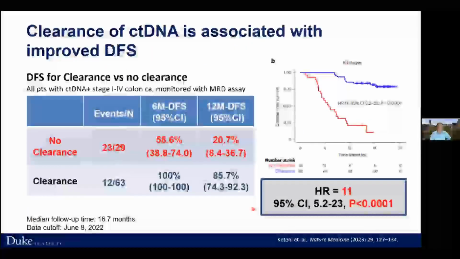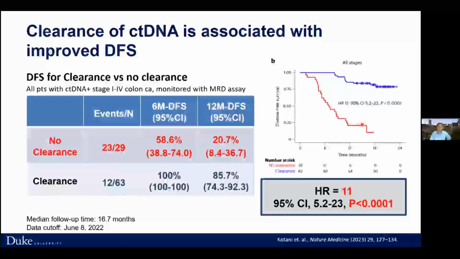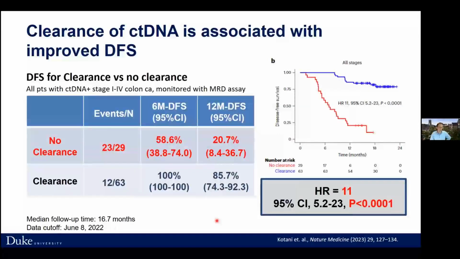This is the next slide, where we can see an 11-fold greater risk of recurrence if you fail to clear your circulating tumor DNA. Blue is those patients who cleared, red is those who didn't. 20% 12-month disease-free survival for those who did not clear compared to 85% for those who did. So I hope I'm making the point here that this is a strongly prognostic assay.